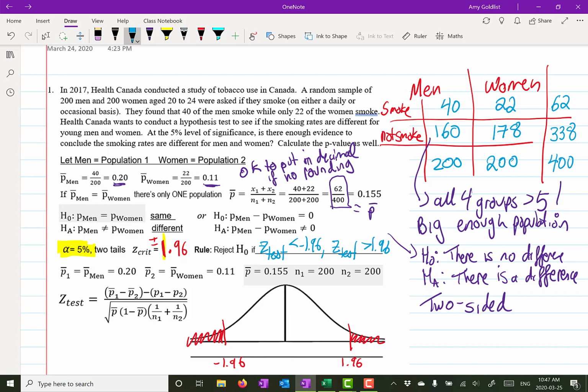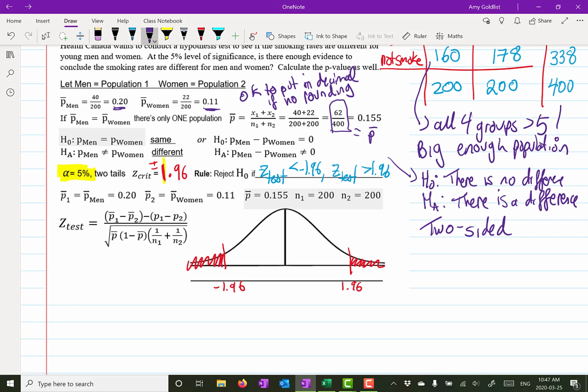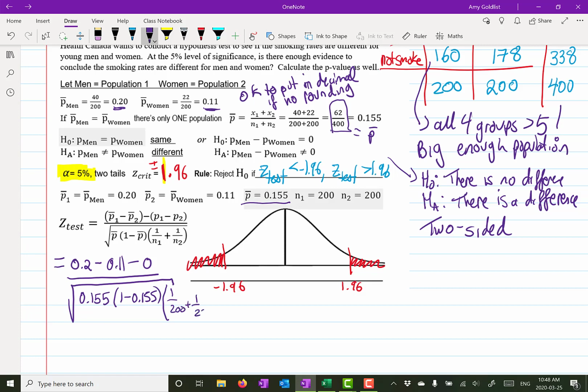Now, we just dump everything into this long equation. I'm going to scroll a little so I can write everything. Z test is p1, which is men, 0.2 minus 0.11 minus 0 over this giant standard error that hangs out in the bottom. Our big p hat was 0.155, 15.5%. And then we multiply it by this thing, 1 over 200 plus 1 over 200. It's worth noting that in this case, our sample sizes are the same, but they don't need to be.